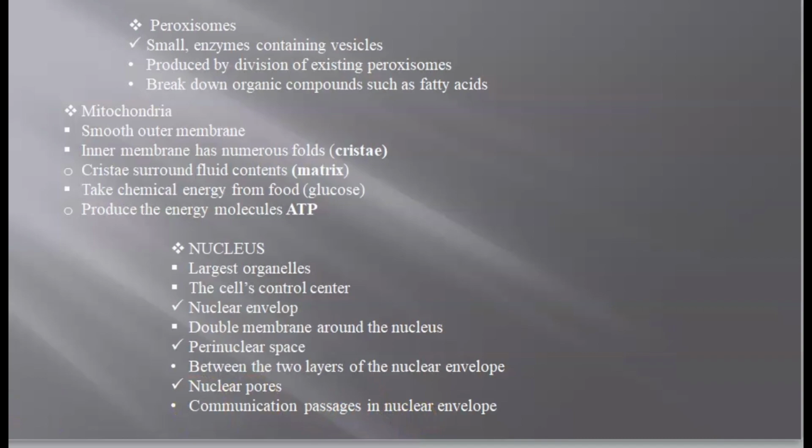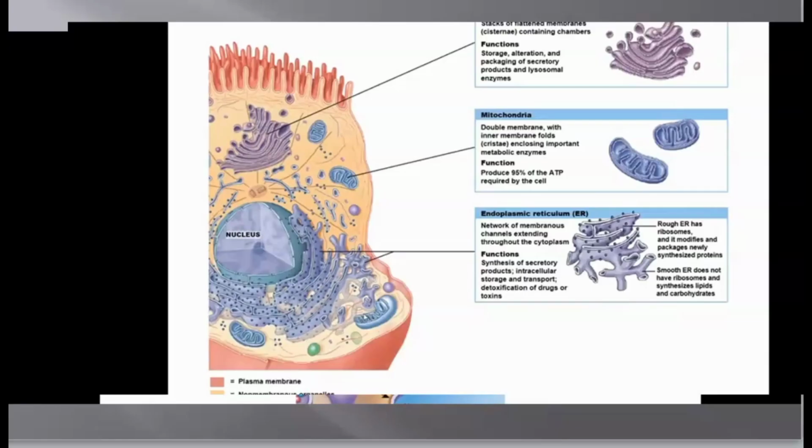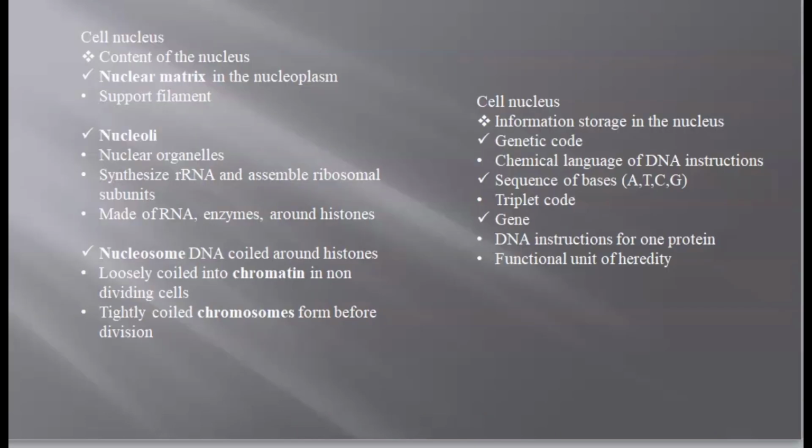Now this is the function. Okay, I want you to listen carefully. This cell nucleus, now we want to discuss all that I've mentioned earlier. The content of the nucleus, we talk about the nuclear matrix in the nucleoplasm, support filaments, nucleoli, nuclear organelles. The nucleoli synthesize ribosomal RNA and assemble the ribosome subunits. It is also made up of RNA, enzymes, and histones. Nucleosomes are DNA coiled around the histones, and they are usually called chromatin in non-dividing cells.